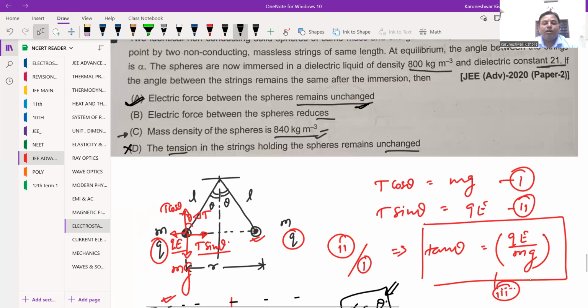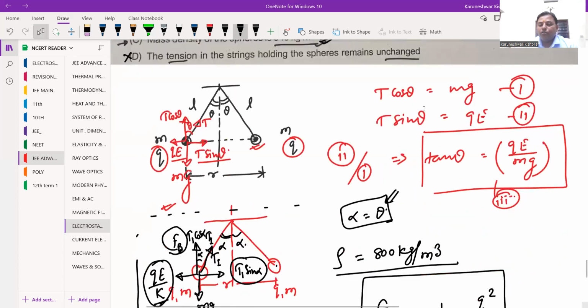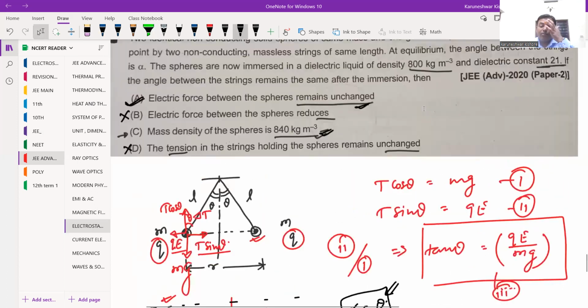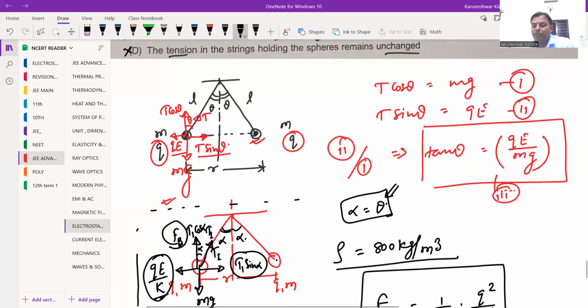Here, now the electric force: if option A is correct, then B is not correct. So B and D are out of the context. A is correct. Now C is the only thing which we have to calculate. According to the question, alpha is the same here. We are having QE by mg. QE is the electric force and mg is the force of gravity, the balancing condition.